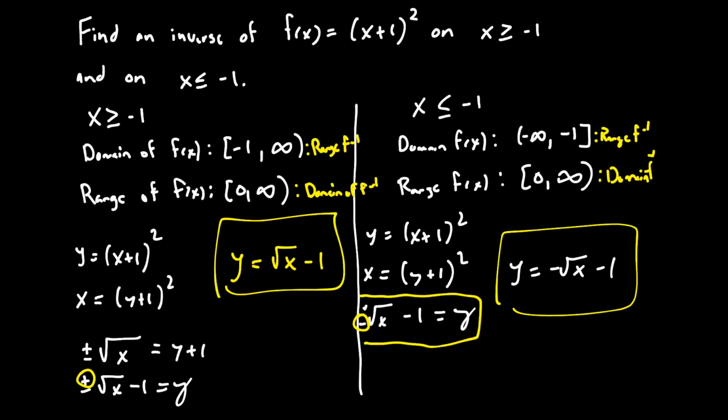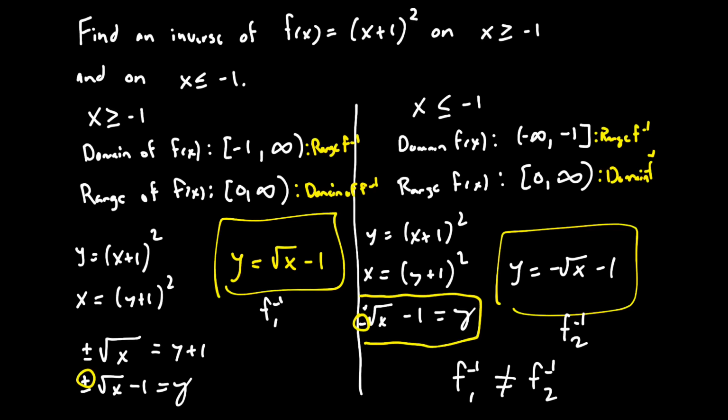So notice that depending on the domain, we get different inverses. So what we see is that if we call this inverse f inverse 1 and this inverse f inverse 2, then clearly these two inverses are not equal to each other.